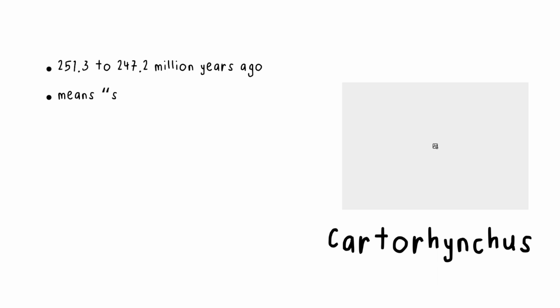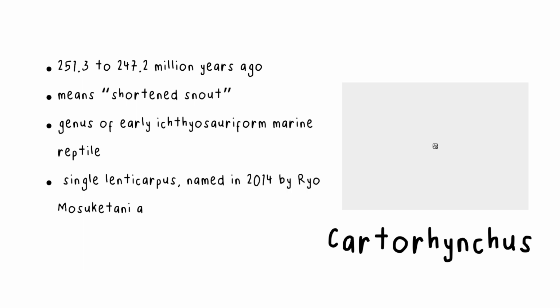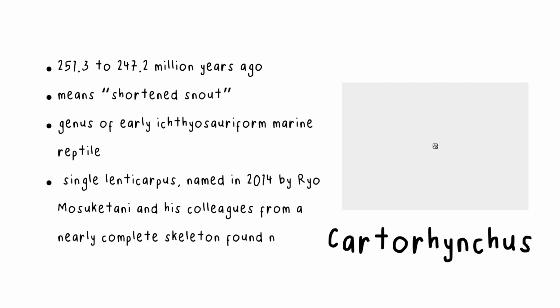Cartorhynchus existed 251.3 million years ago until 247.2 million years ago and means shortened snout. It is an extinct genus of early ichthyosauriform marine reptile that lived during the early Triassic epoch. The genus consists of one species, Cartorhynchus lenticarpus, named in 2014 by Ryosuke Motani and his colleagues from a nearly complete skeleton found near Chaohu, China's Anhui province.